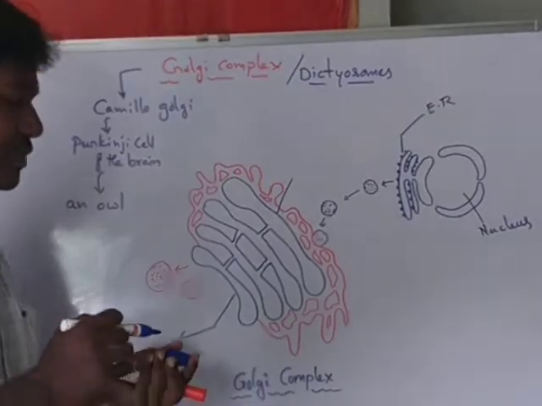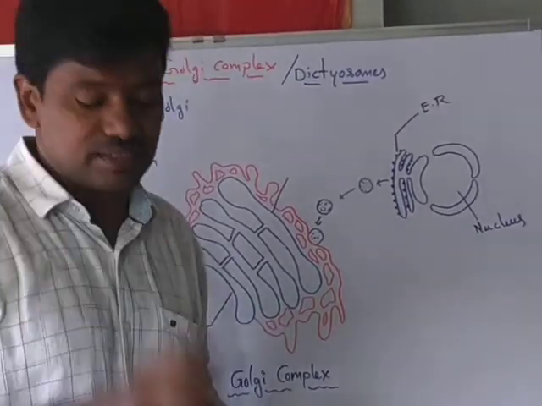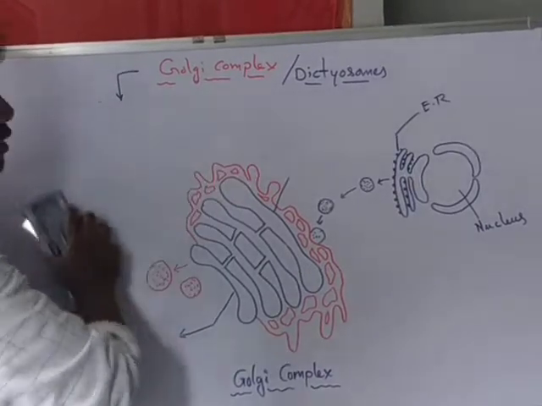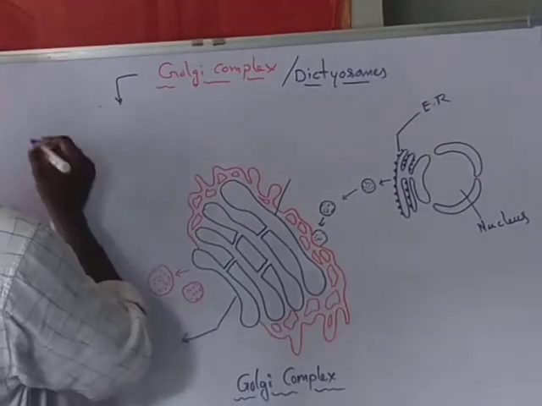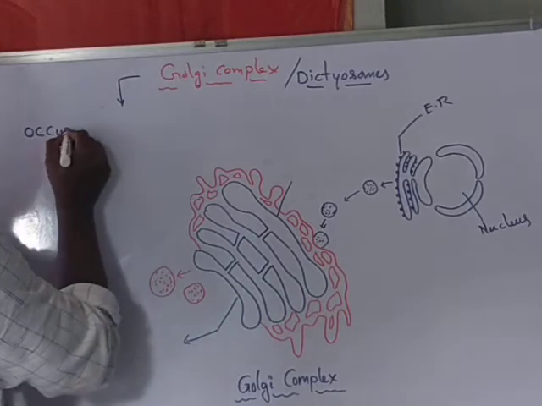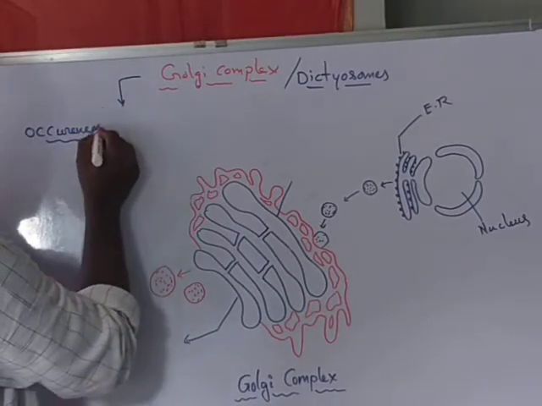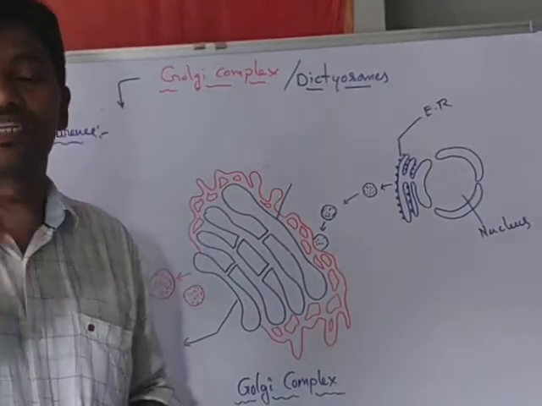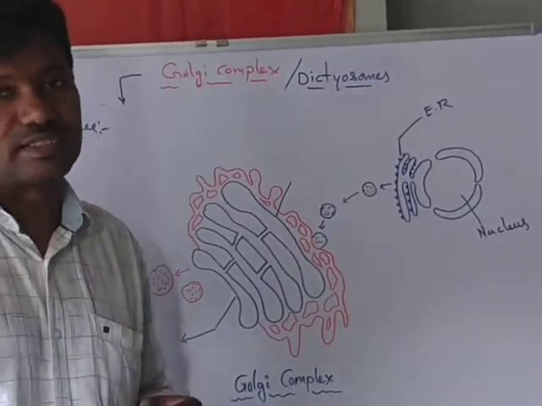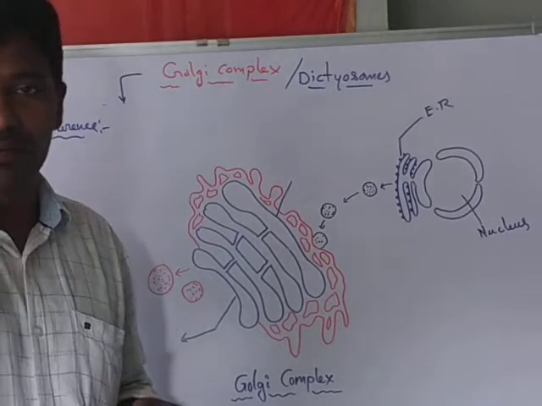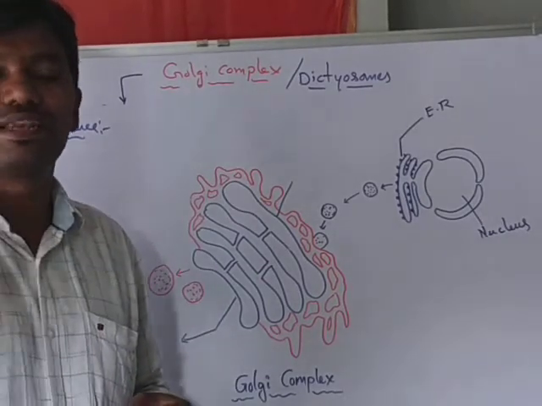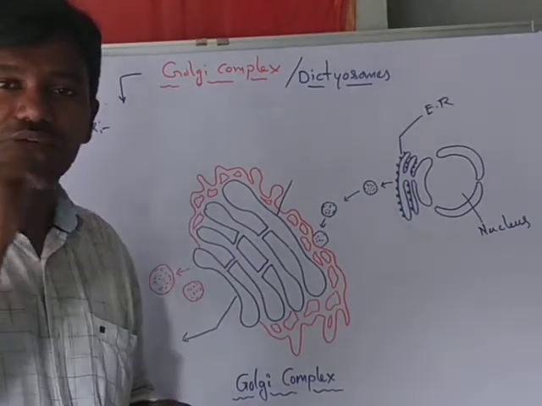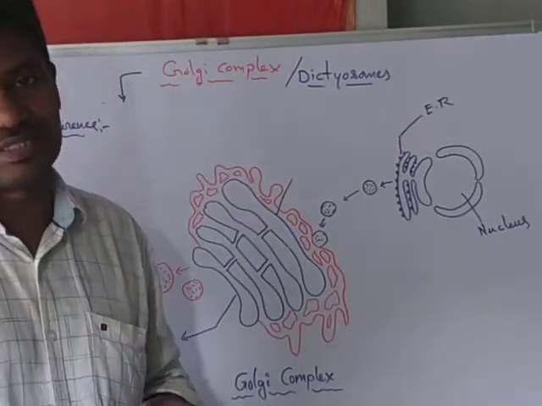Now we know the presence of the Golgi complex. Where is it present? Occurrence or presence: Golgi bodies are generally present in all eukaryotic cells except mature mammalian RBCs, and the Golgi will be absent in prokaryotic cells.